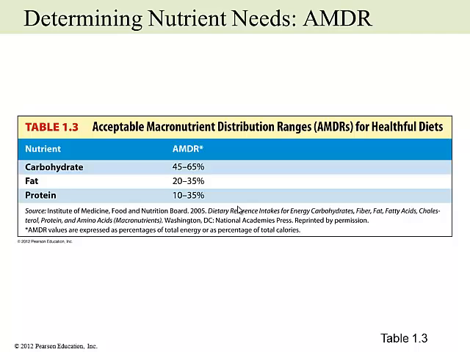Okay, so are you good now? Okay. So remember, 4, 4, and 9 for the 3 biggies, right? 4 kilocalories of energy per gram for the proteins and for the carbohydrates. 9 kilocalories of energy per gram for the fats. 7 for alcohol. Yes? Okay.